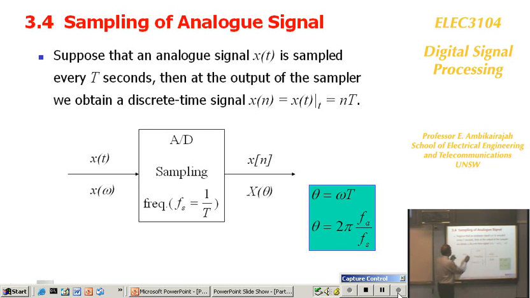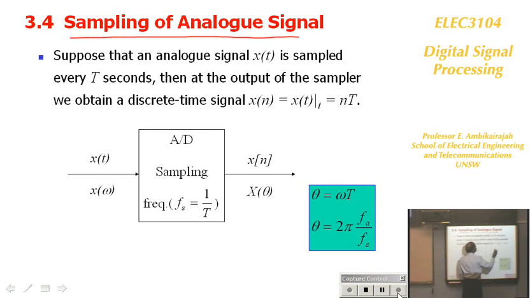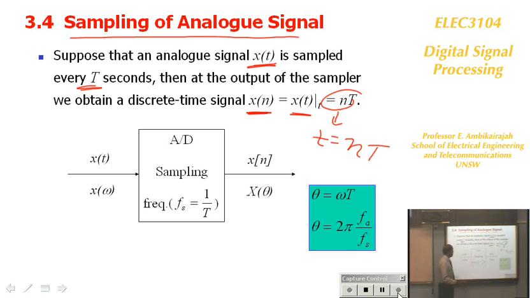Now we are going to look at sampling of analog signals. We are going to go through the sampling theorem, the problems involved, and aliasing. Let's take a signal x(t). It's sampled every T seconds. That means, as we have learned earlier, the digital signal x(n) is equal to x(t) at t equal to nT. We have done that. So if this is your analog signal, your analog spectrum is X(omega).